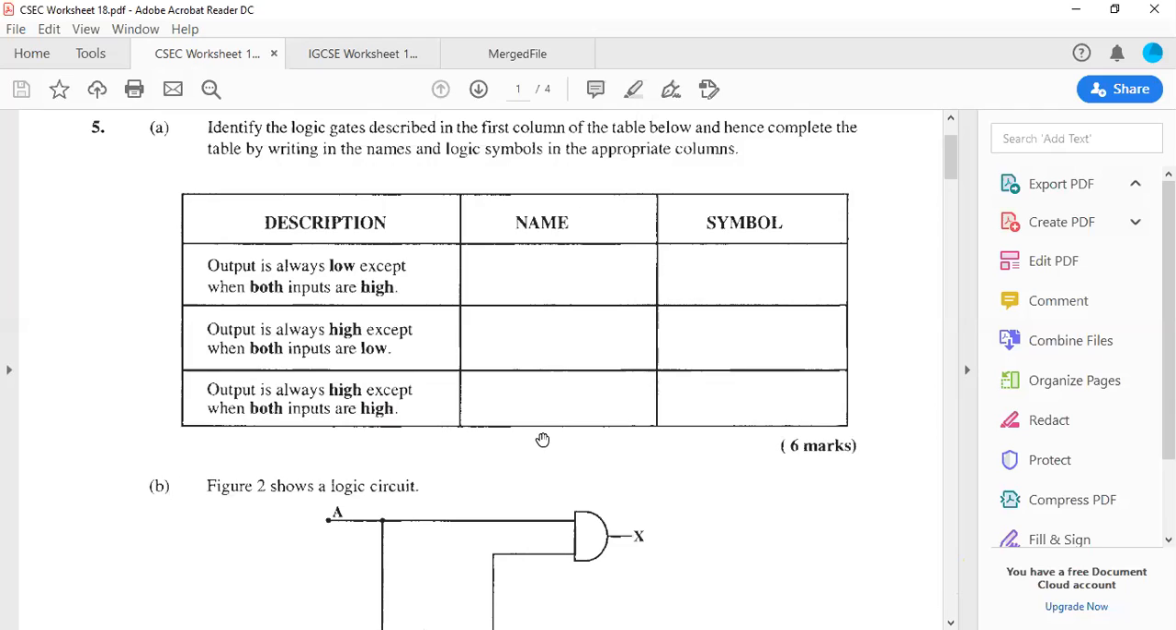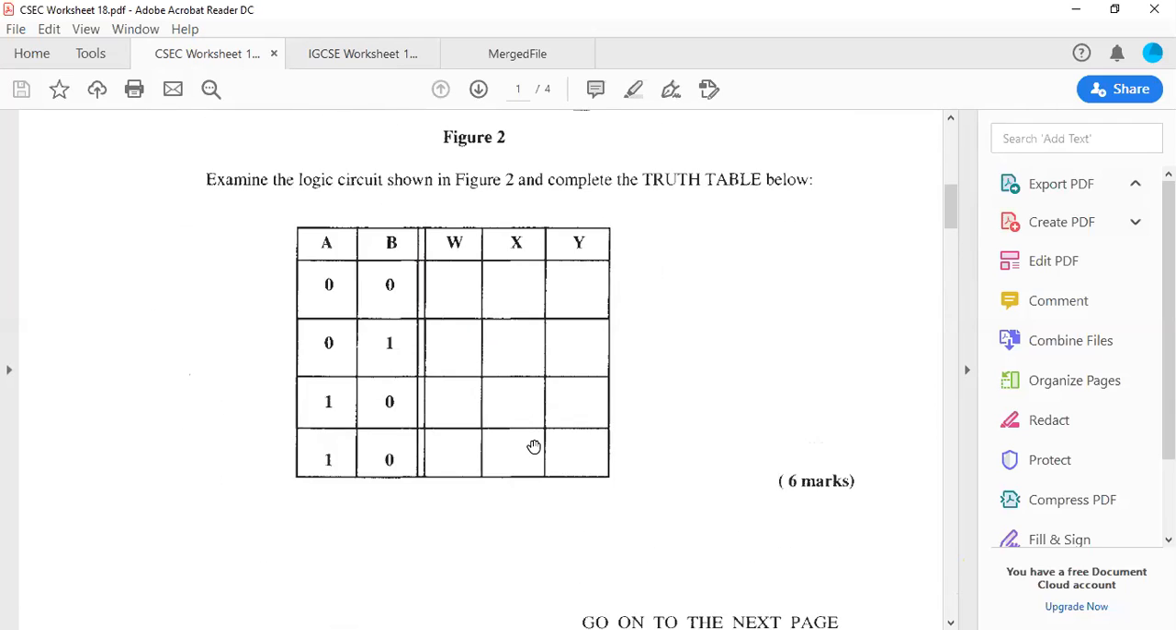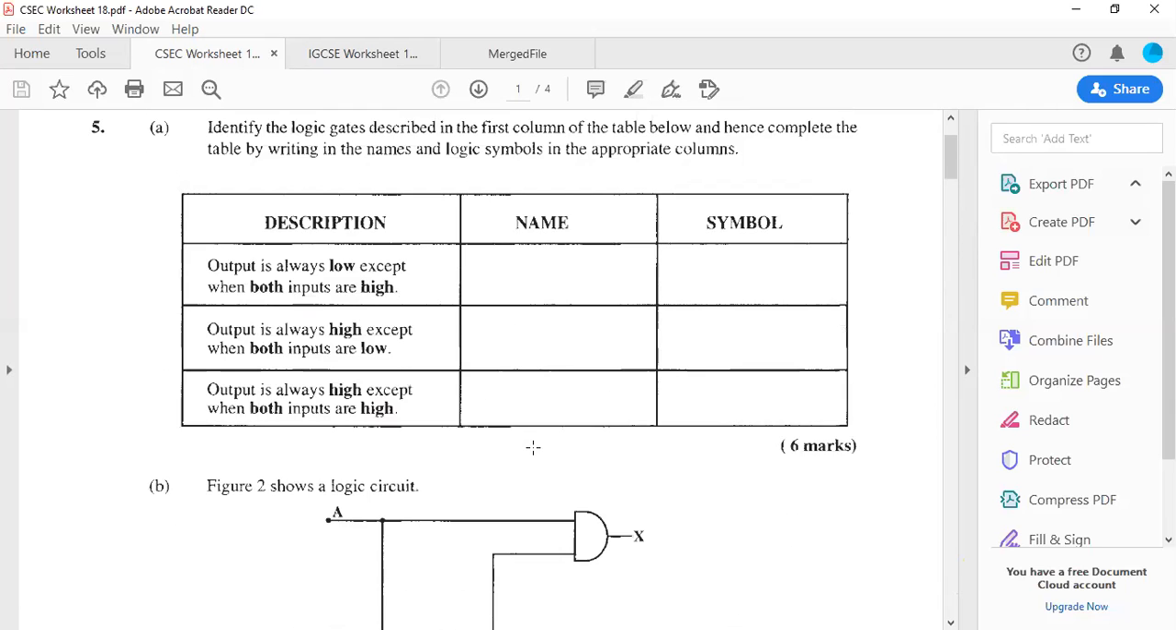Question 5 came from a past paper, which is 2005. The question says, identify the logic gates described in the first column of the table below, and hence complete the table by writing in the names and the logic symbols in the appropriate columns. So let me go to the first one. They said here, the output is always low except when both inputs are high.